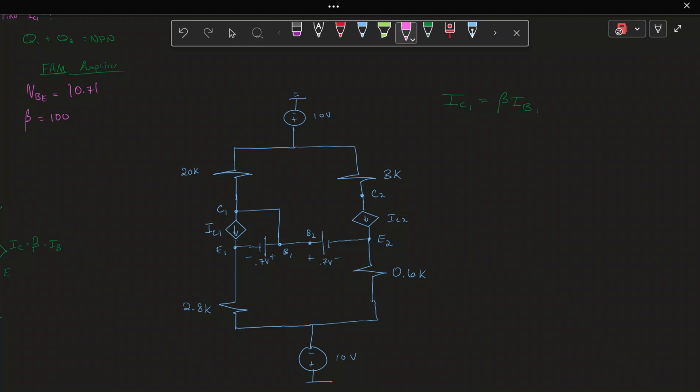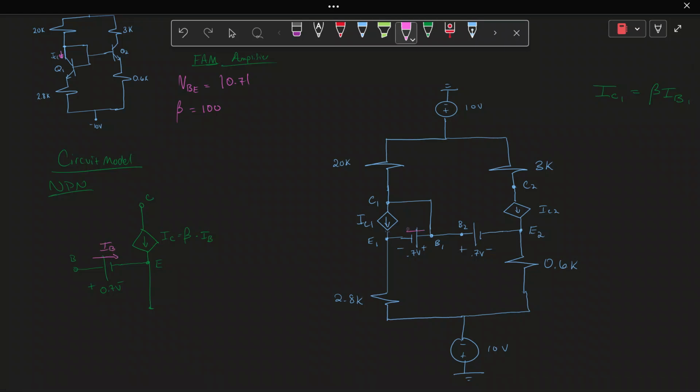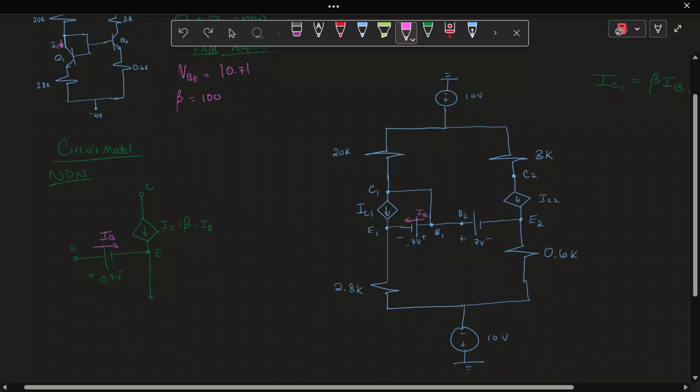Well, where is IB1? IB1 is the current that flows from the base to the emitter in our circuit model. So if we look at the NPN here, this is IB. So for this here, IB1 will be here. It will not come after this line. It'll come before, on the left. And so what else do we know? Well, we know IB2. IB2 is here.